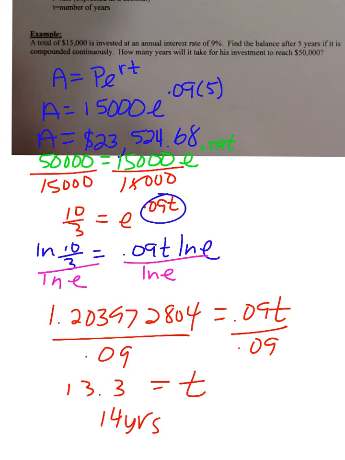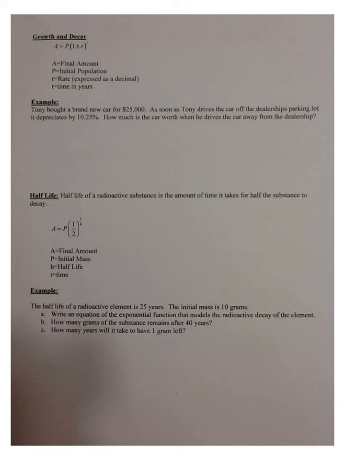Okay, so let's take a look at the back. The next formula is growth and decay. So that's A equals P times (1 plus or minus r) raised to the t power. So it's plus if it's growth, minus if it's decay. A is my final amount, P is the initial population, r is the rate, and t is time.